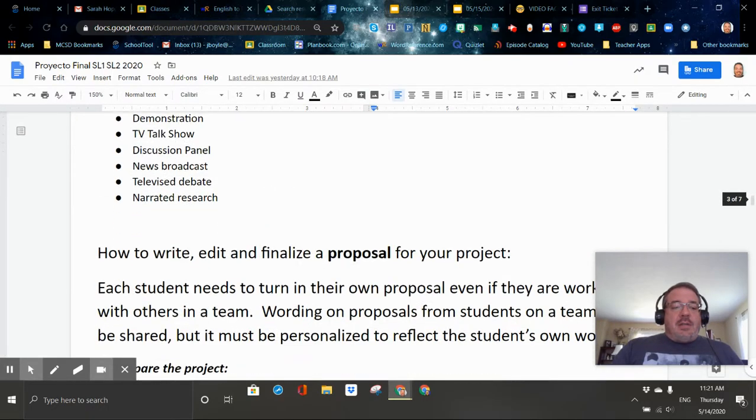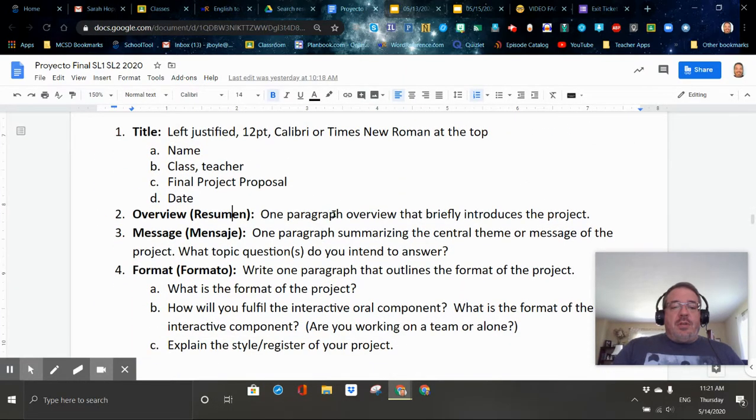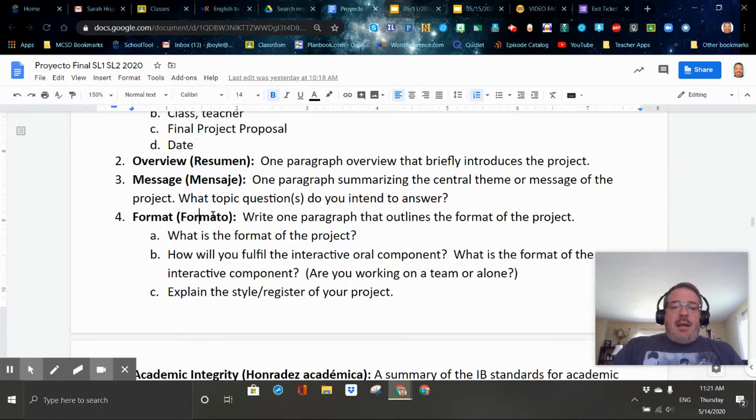And that leads me to the second thing, which is many people are writing their proposal, but they're failing to use these labels for the paragraphs. What that's doing for them is it's showing that they're not thinking about how each paragraph or each section in the proposal has to deal with a different thing, and they're kind of jumbling some of those topics up. For example, in the format section, all I want you to do is talk about these three things. What's the format? How will you fulfill the interactive component? And what is the style or register of your project? Now, don't talk about the topic of your project here, but talk about those things specifically.